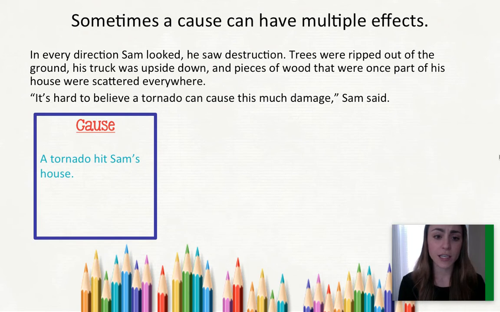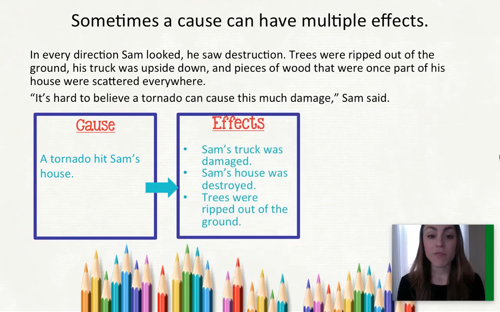So the cause here, we have one singular cause. A tornado hit Sam's house. Whereas we have multiple effects of that singular cause. Sam's truck was damaged, Sam's house was destroyed, and trees were ripped out of the ground. So here we have three effects for one cause.